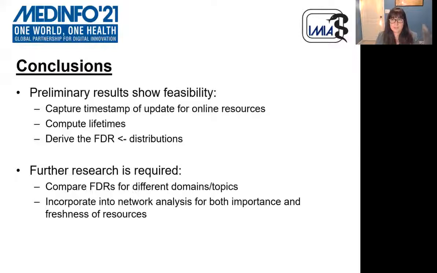In conclusion, our preliminary results have shown that it is feasible to capture the timestamp of update for online resources and then compute their lifetimes. From this, we can then derive the freshness depreciation rate. Further research is necessary to compare the FDRs for different domains and subtopics and to incorporate these measures into network analysis, such as to account for both the importance and the freshness of each resource.